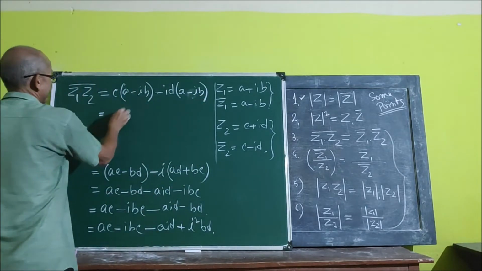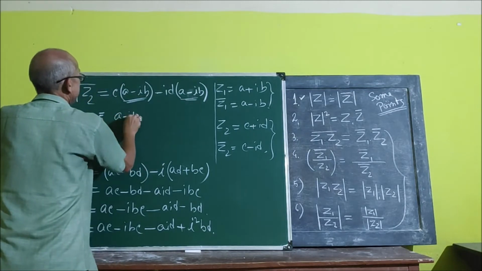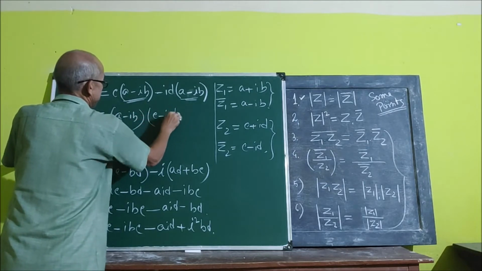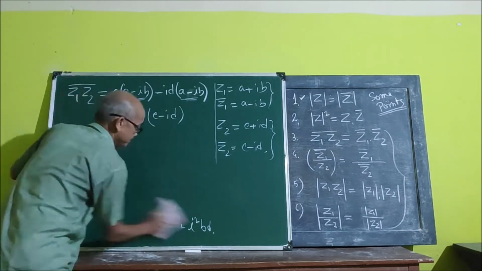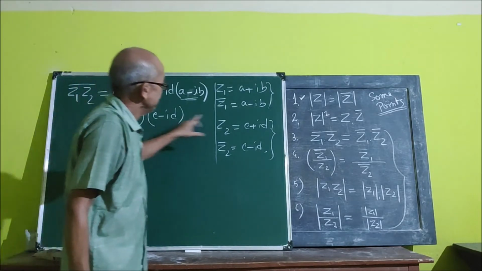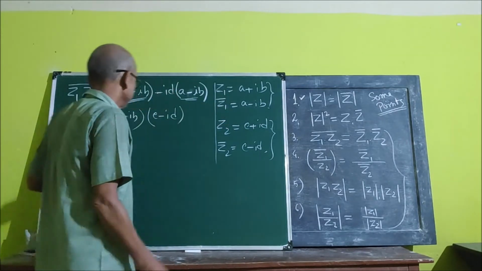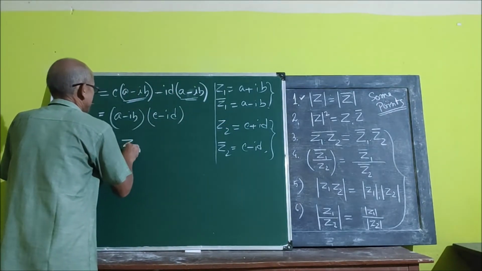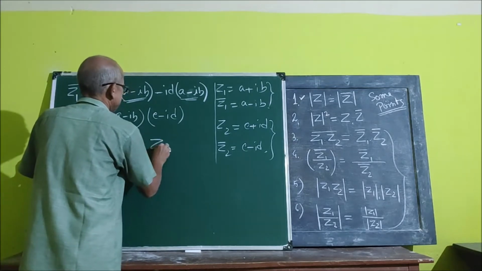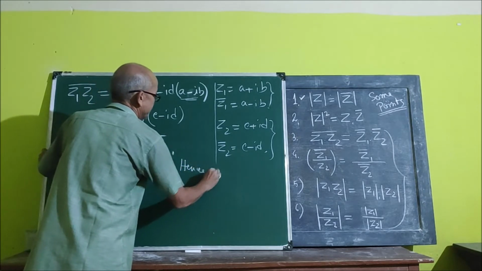So the common part is (a minus ib) times (c minus id). a minus ib is the conjugate of the first complex number, and c minus id is the conjugate of the second. Proved.